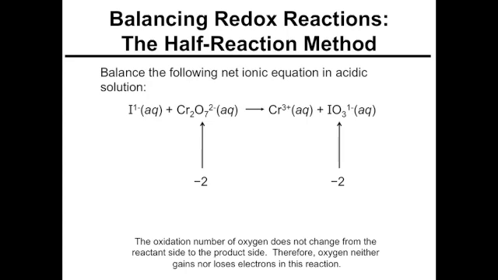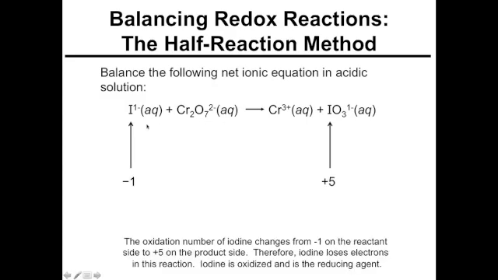Okay. So to determine which side is being oxidized or which atom is being oxidized, which is being reduced, we have to assign oxidation numbers. Our oxygen is -2 on the reactant side and the product side, so the oxygen atoms are neither being oxidized nor reduced. If we look at the oxidation number of our iodine, on the reactant side it's a -1. On the product side we have a +5. Therefore, the iodine is losing electrons. Since its oxidation number is becoming more positive, it's losing electrons. So we say the iodine is being oxidized.